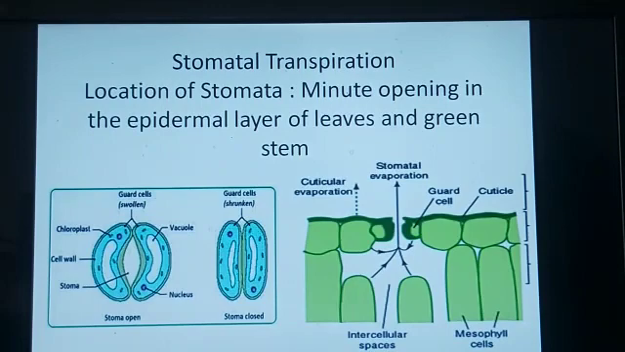Now children, this is how the water is lost from the stomatal opening.